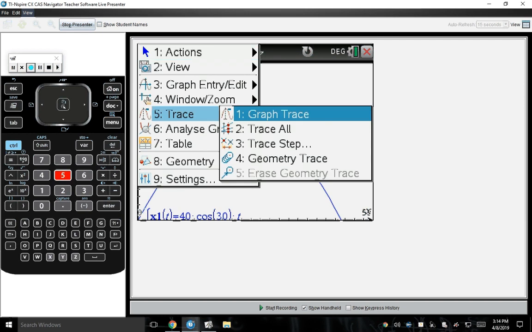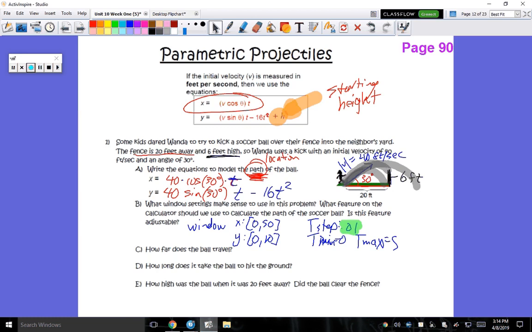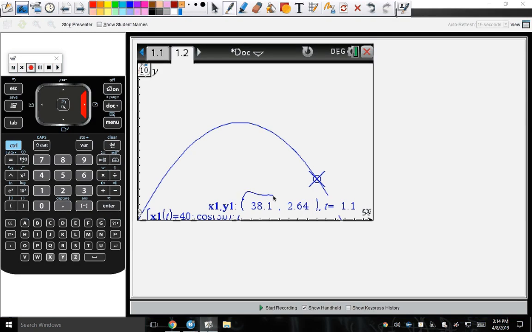Menu 5, 1. Now you can start moving this left or right, and it will show you where it's at, how high it's at, how far it's at. Let me go ahead and show you. This right here is the x value. Okay? This shows how far away this is at that moment in time.